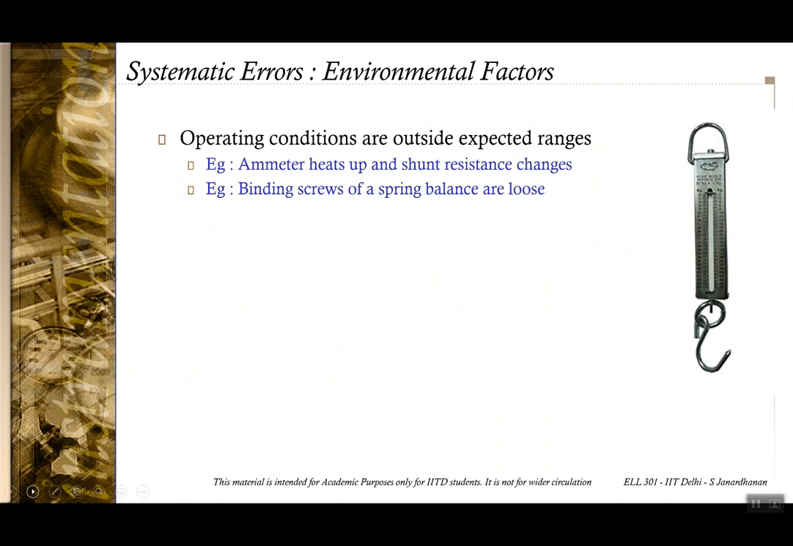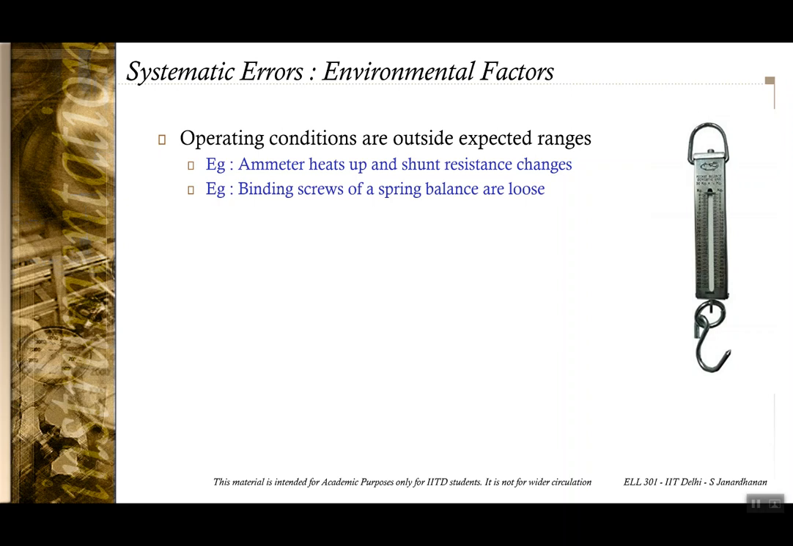Okay, first let us go to the environmental factors. These sorts of errors generally occur when either the instrument is working a bit out of its expected bounds, expected range, or the instrument has not been properly set for the biases. Okay, so for example, let us say you have an ammeter and a little excess current is flowing through the ammeter.